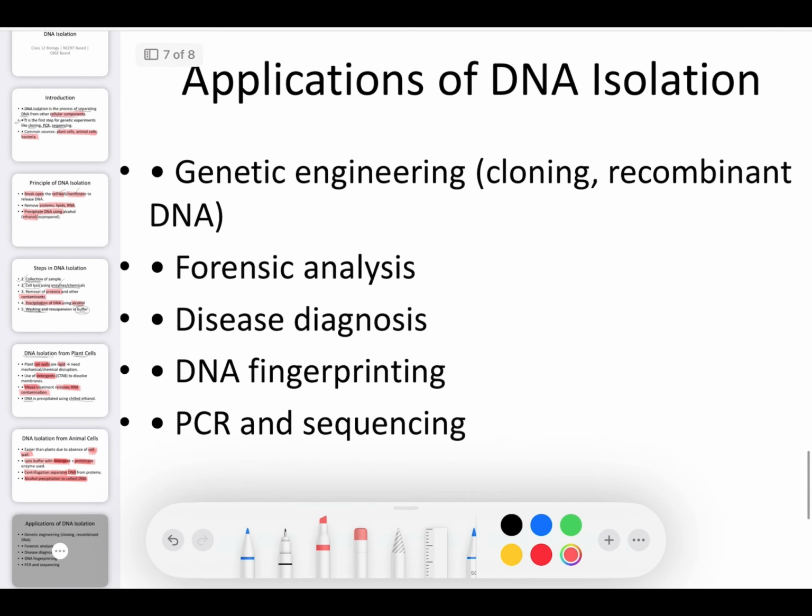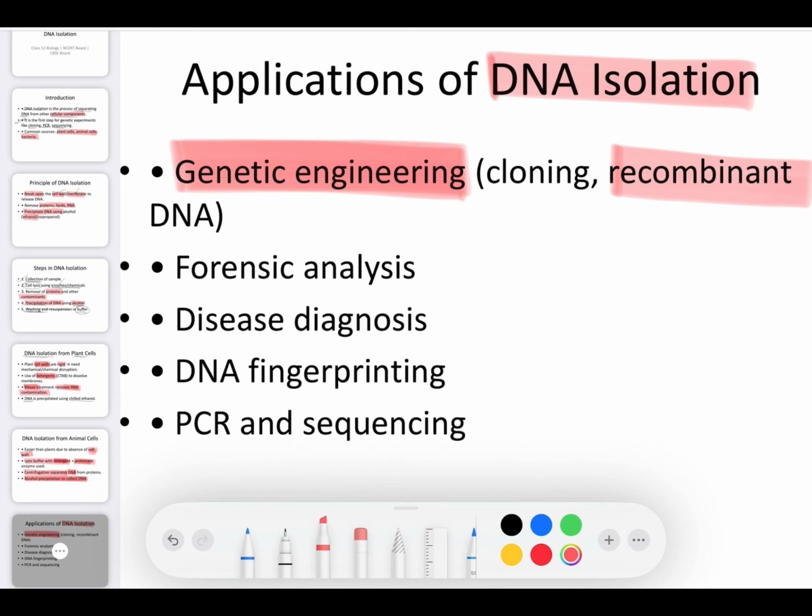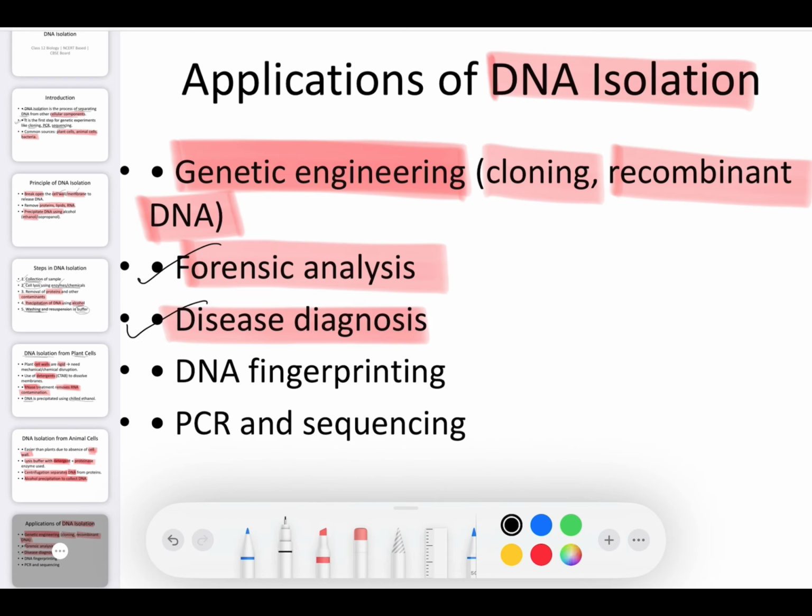So why are we isolating the DNA? Obviously we can use that isolated DNA in genetic engineering, right, for recombinant DNA technology and also for cloning. Next is for forensic analysis. Obviously in any kind of crime situation we can isolate the DNA, and we can easily identify the criminal. Next is for disease diagnosis. Yes, obviously there are so many genetic diseases out there, so we can easily isolate the DNA and detect whether the disease is present in that DNA sample or not. So for disease diagnosis we are isolating the DNA.